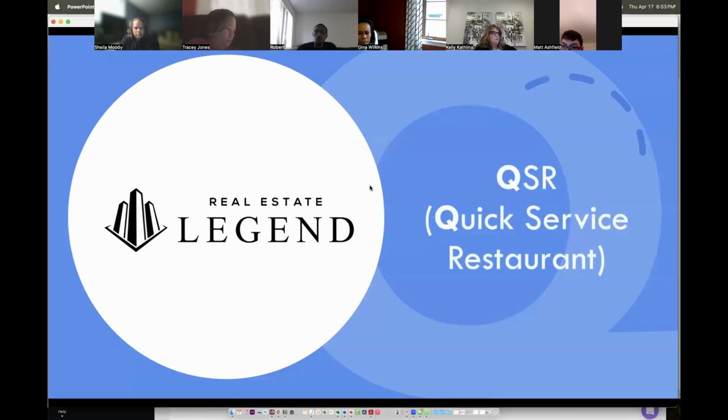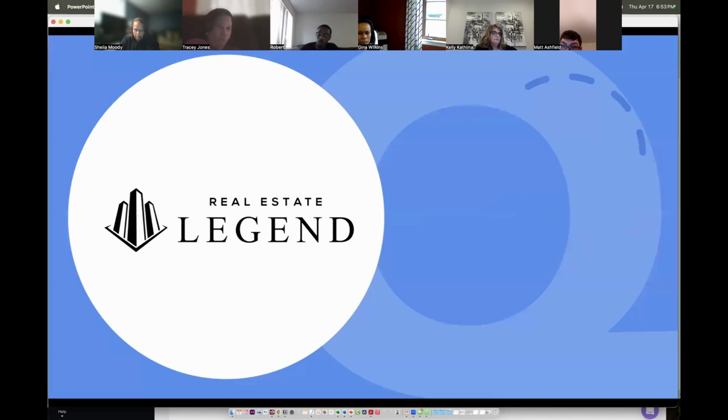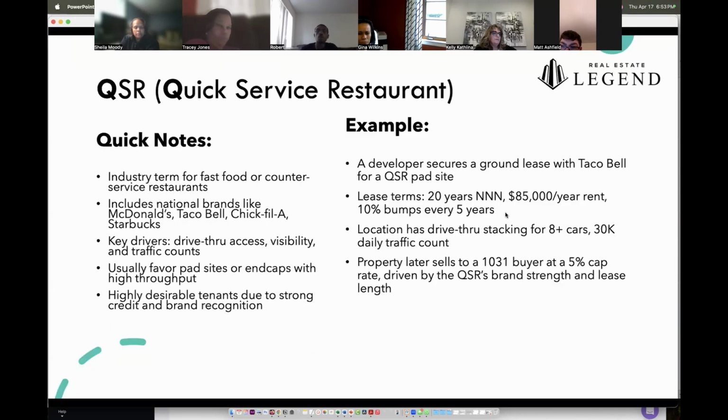Q for quick service restaurant, kind of what it sounds like. Quick service restaurant: McDonald's, Taco Bell, Chick-fil-A, Starbucks. A developer may secure a ground lease with a Taco Bell and put him or her on one of these pads. So I might put a Taco Bell here or something, a QSR. I could put a QSR right over here, Chick-fil-A, something like that. That's pretty much what it is. Pretty straightforward.